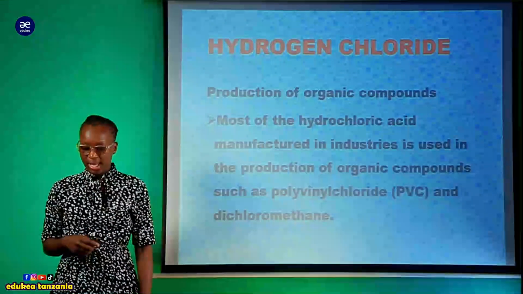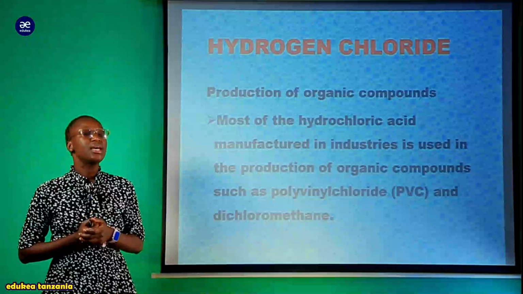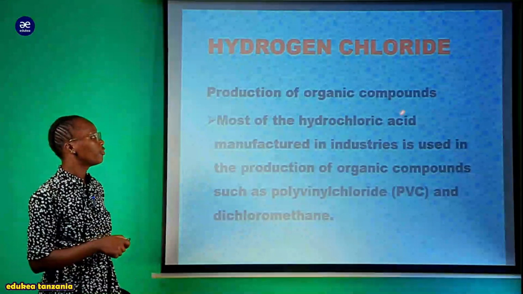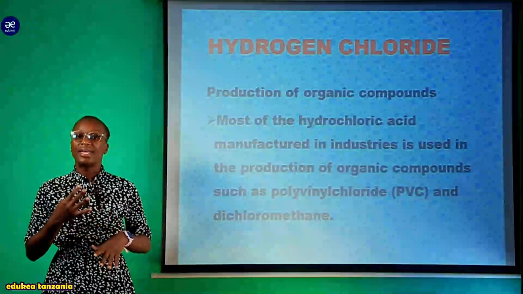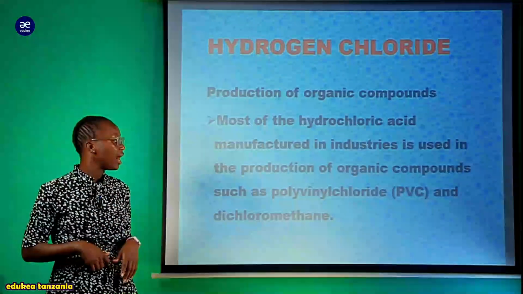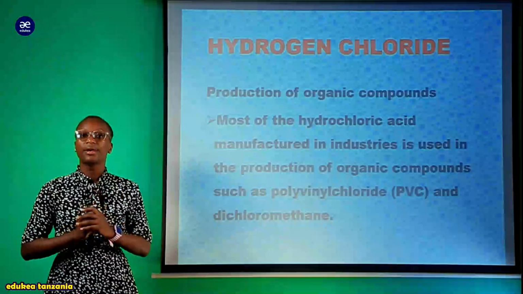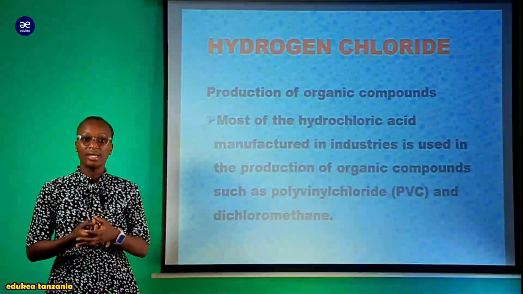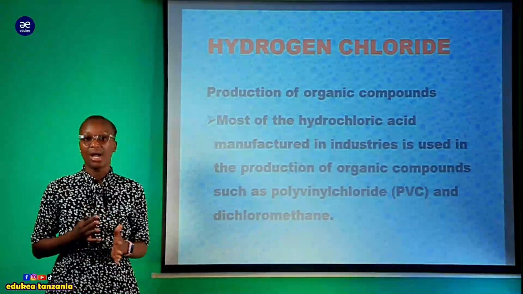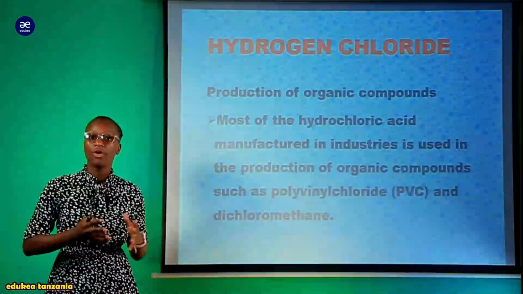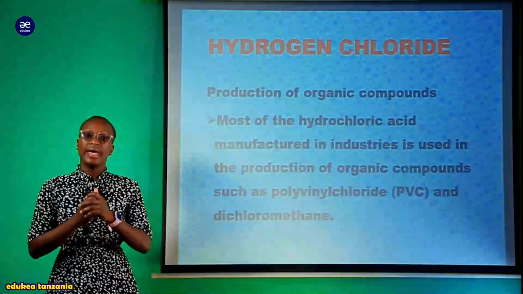Also my student, this hydrogen chloride gas or hydrochloric acid inatumika katika production of organic compound. Tuliona mwanzoni kabisa inatumika kwenye production ya inorganic compound, but also here we are going to see how it is used in production of organic compound. And when we talk about organic compound, we are talking about those compounds which are made up of hydrocarbons. They have the carbon element or compound, also they have the hydrogen element.